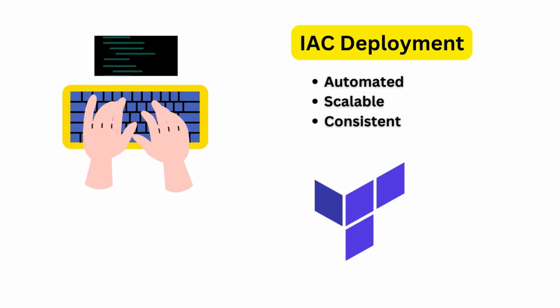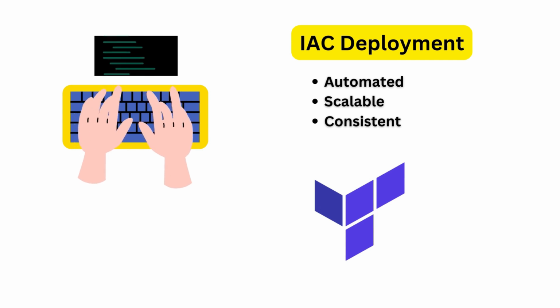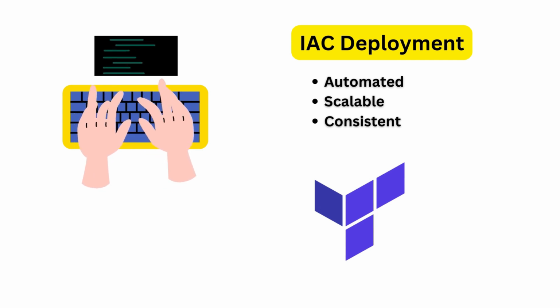So in simple terms, Terraform, which is an IaC tool, lets you write your infrastructure as code and deploy it anywhere. In this video, we'll break down Terraform step by step so that by the end, you will start using it for your own cloud projects. Let's get started.